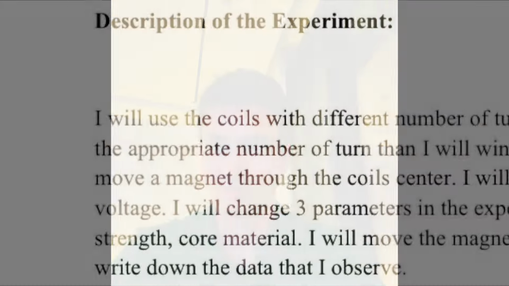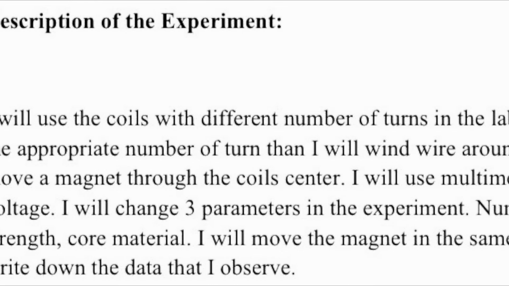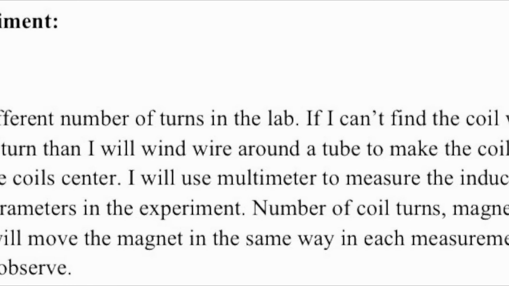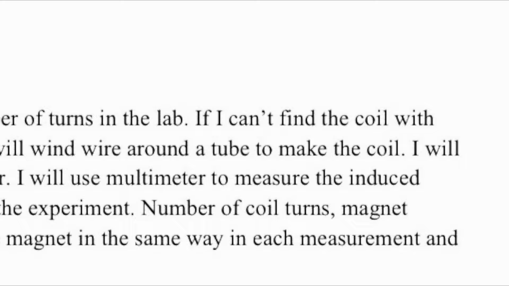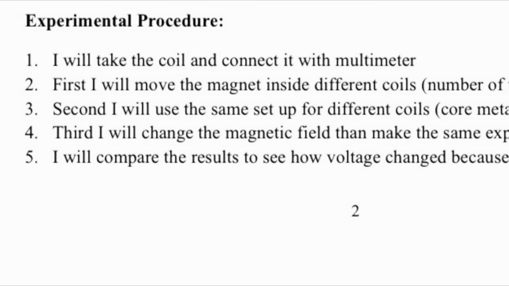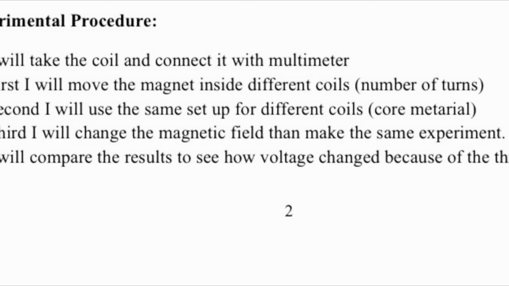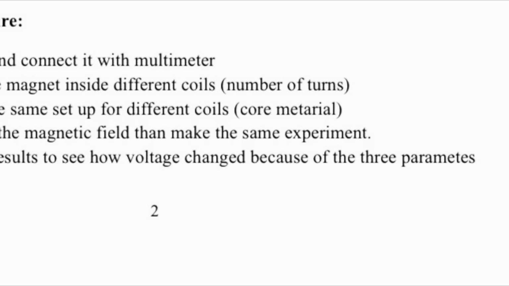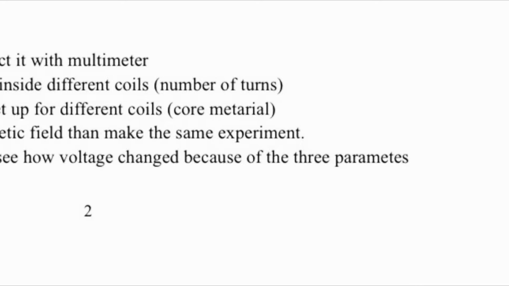This experiment is based on Faraday's law, which indicates that a changing magnetic flux creates an induced voltage. The coil was connected to an oscilloscope to measure the induced voltage. A magnet was moved through the center of the coil in order to create a changing magnetic flux. And I investigated three different parameters: the number of coil turns, the core material, and also the magnetic field strength.